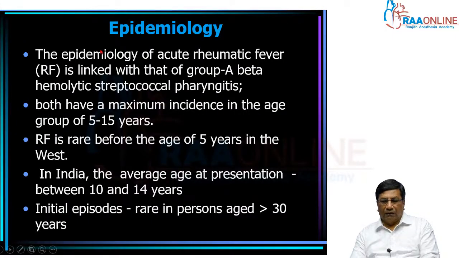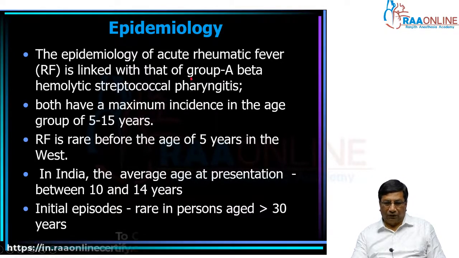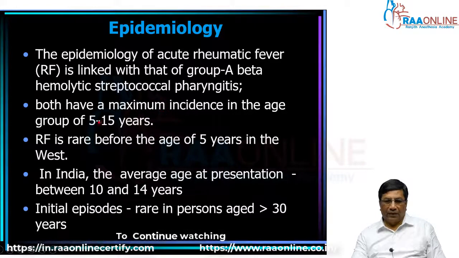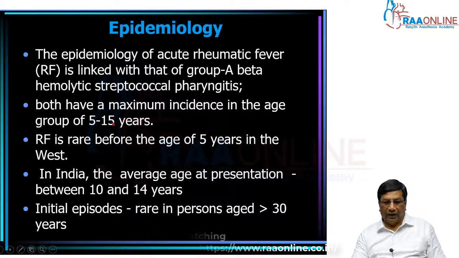So the epidemiology of acute rheumatic fever is linked with GAS, group A beta hemolytic streptococcus, pharyngitis. Both have maximum incidence between the ages of 5 to 15 years. Very rare before 5, rare after 15.